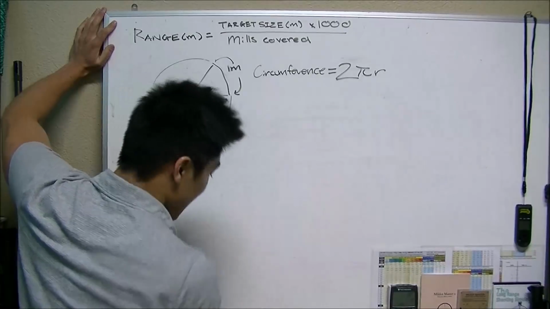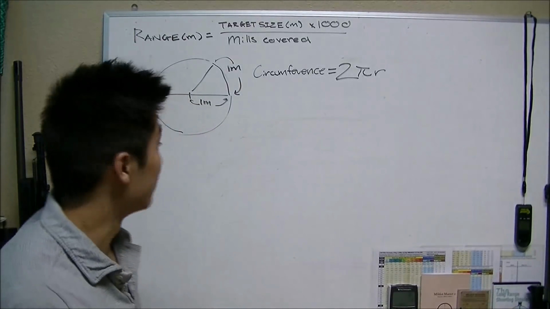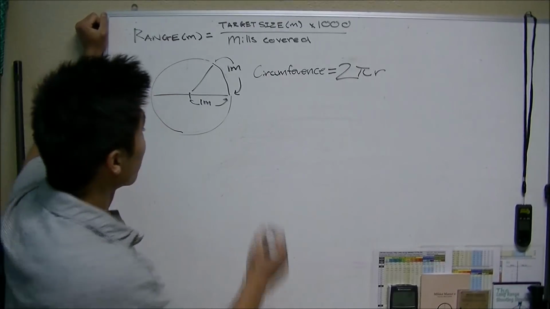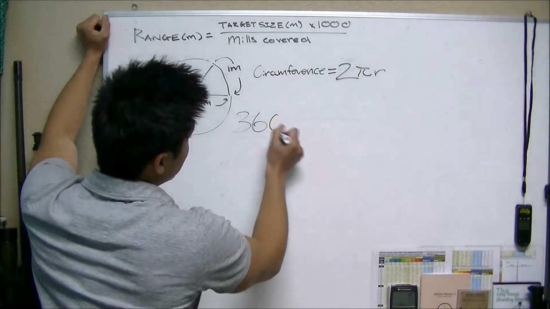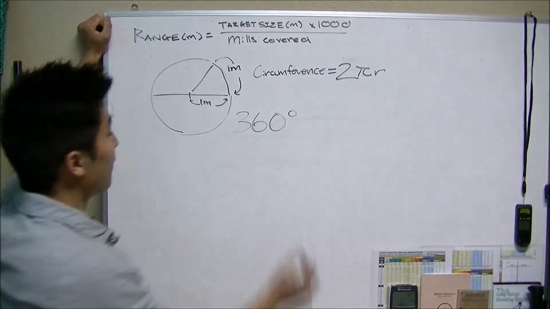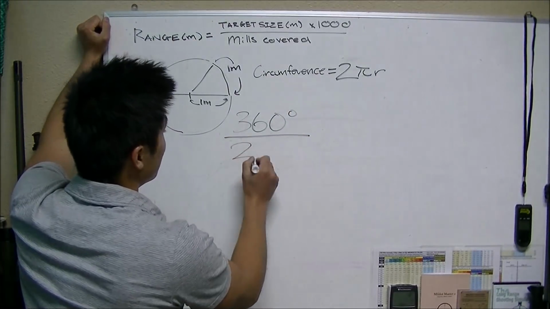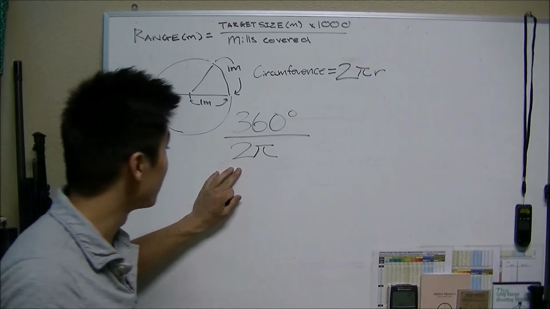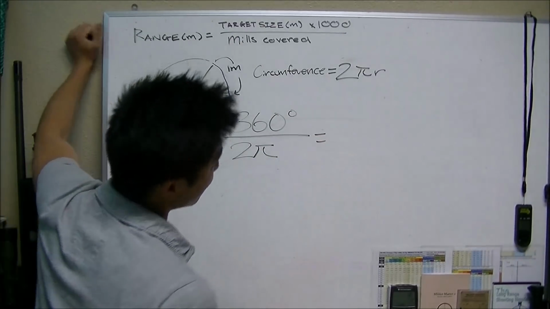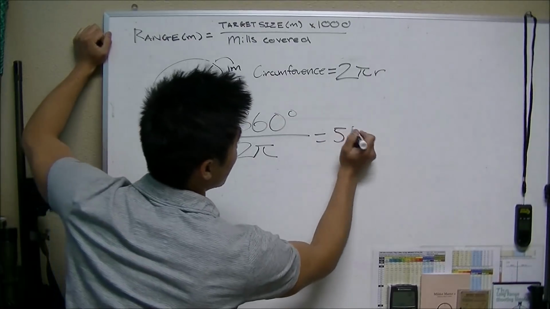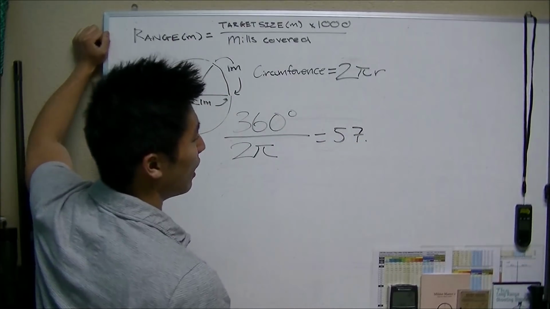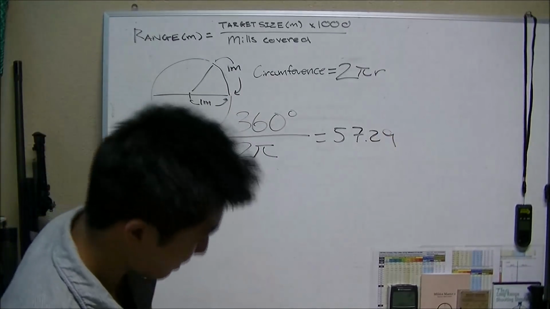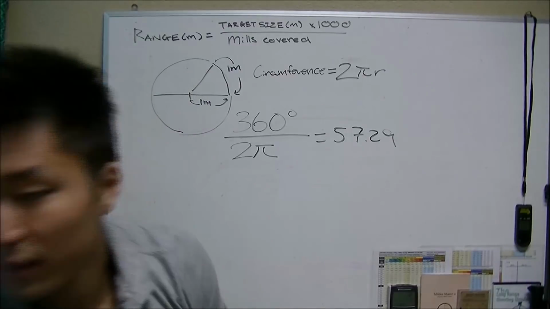Now that we know that, we also know that in one circle there's 360 degrees. So 360 degrees divided by 2 pi, which is the amount of radians that we have, is going to give us somewhere, I believe, like 57.29. Let me get my calculator out real quick for you.